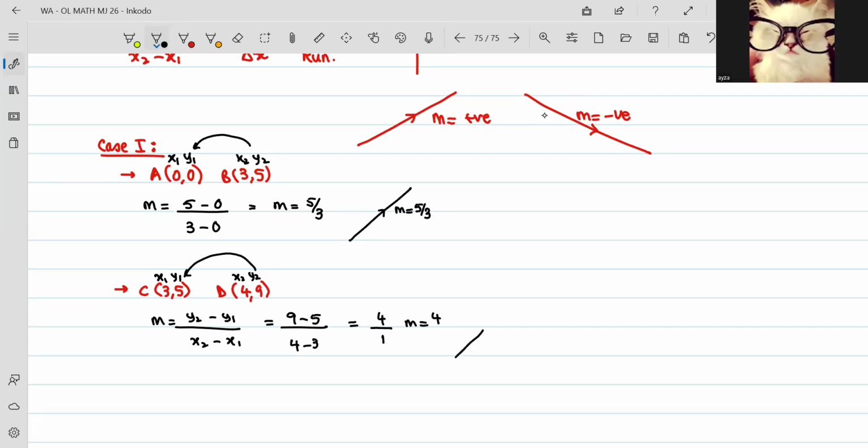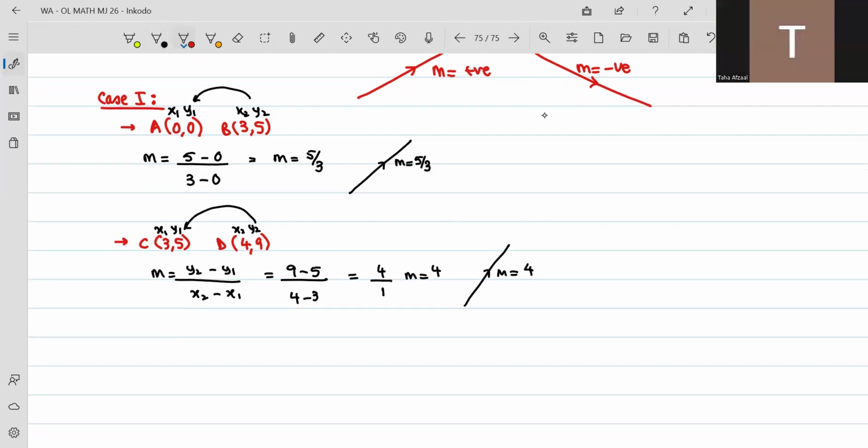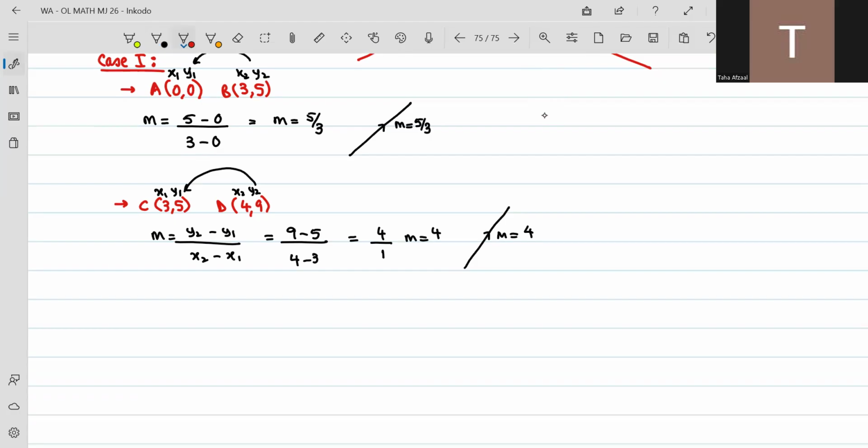Positive. So it's going to be somewhat like this, upward sloping, yes or no? Would look somewhat like this. Right, Ali? Yes. Next question, sir. I will not be waiting. There's a lot to teach. Please, all of you, please speed up.